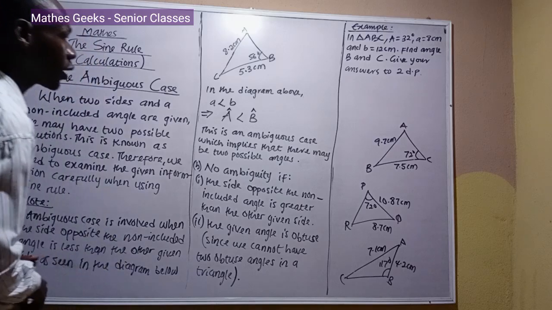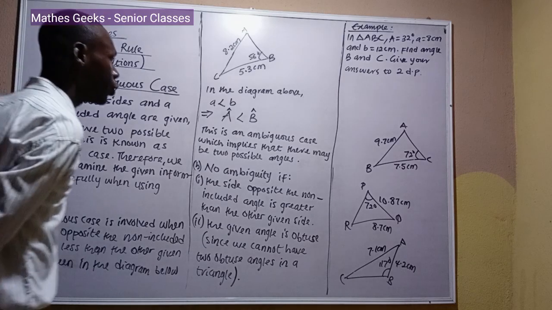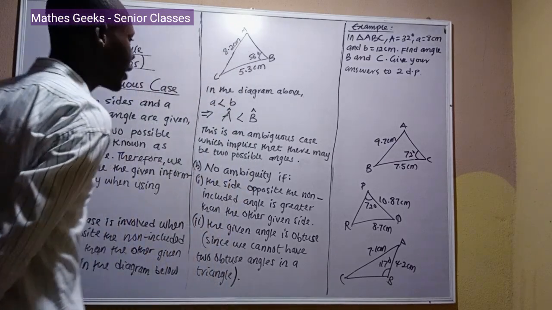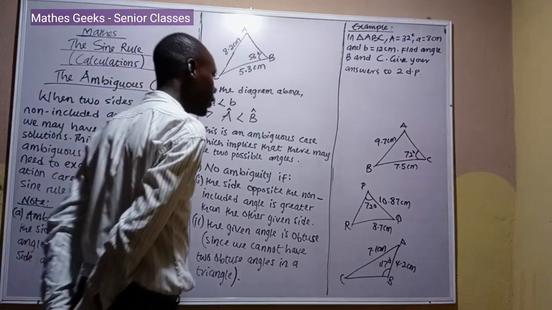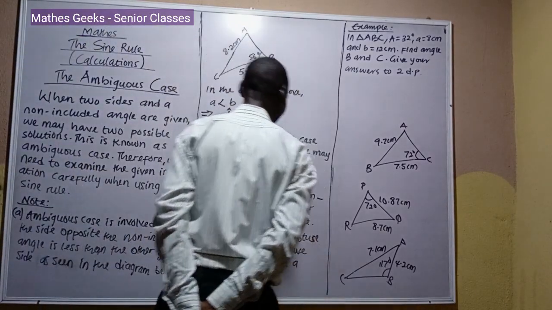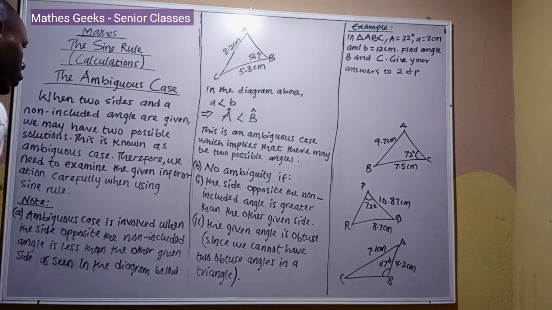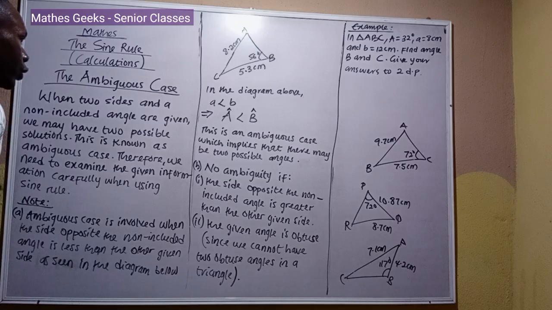So generally, always try to determine if the triangle you are solving is one that falls under the ambiguous case. And how do you know? You would know if only two sides are given. So first of all, check how many sides are given. Two sides and an included angle. Then check if the side opposite the non-included angle is less than the side opposite the given or included angle, then that may involve an ambiguous case.